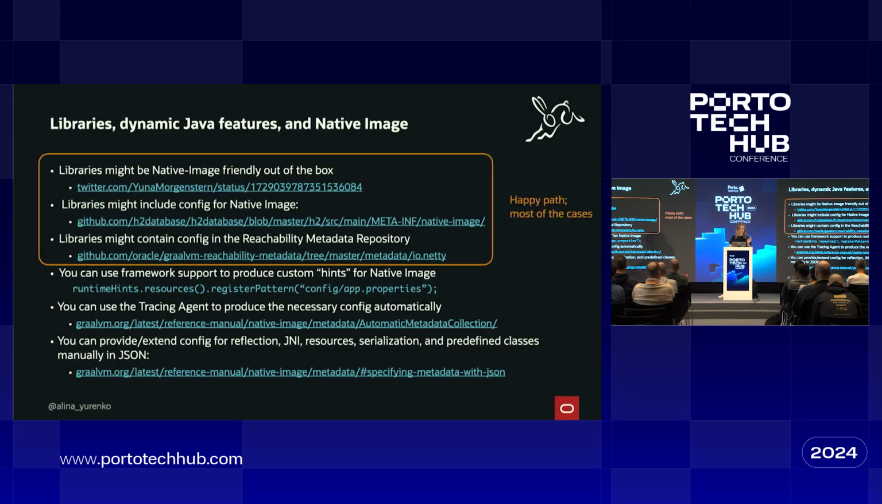Two last bullet points quickly. So let's say you are on an older version of a framework, or maybe a framework that doesn't support native image, so you cannot use any hints from the framework itself. What to do in that case? Are you out of luck?